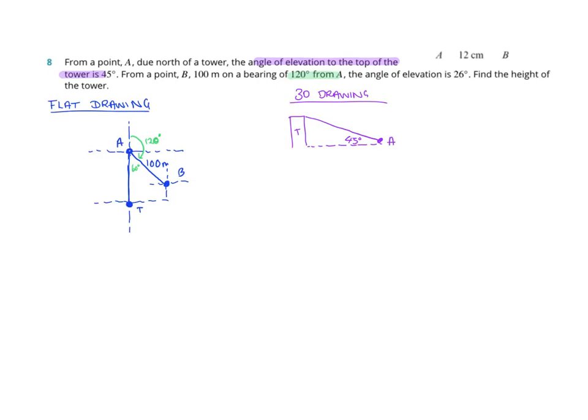Okay, now they give us another 3D option where they say that the angle of elevation to the tower from B up to the tower is 26 degrees. So we know that. What we're going to look at here is the distance from the bottom of the tower to A. I'm drawing that in pink along here, and I might call that X.